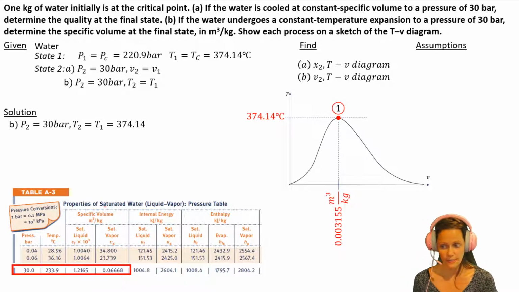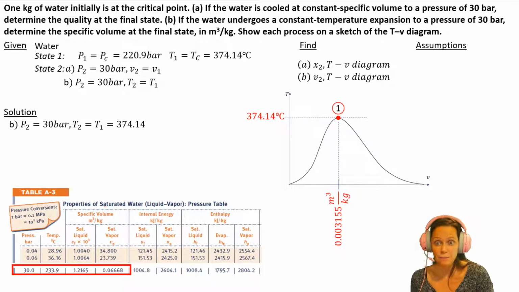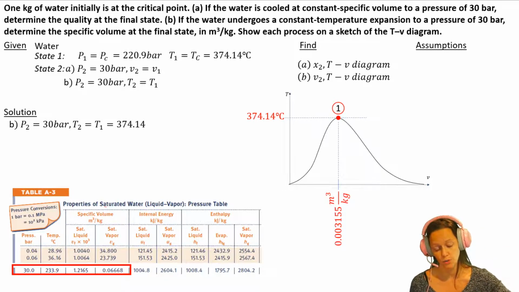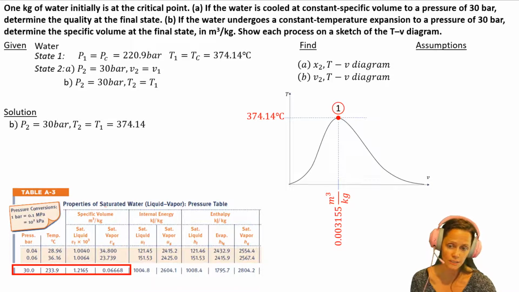I go to table A3 just because 30 bar is a nice clean value as opposed to 374.14 degrees Celsius. I'm going to the saturated tables to figure out what phase I'm in. I can see that the saturation temperature at 30 bar is 233.9 degrees Celsius. I'm at 374.14 degrees Celsius, clearly above that saturation temperature, so I know it's superheated. So I need to get out of the saturated tables and go to my superheated tables.